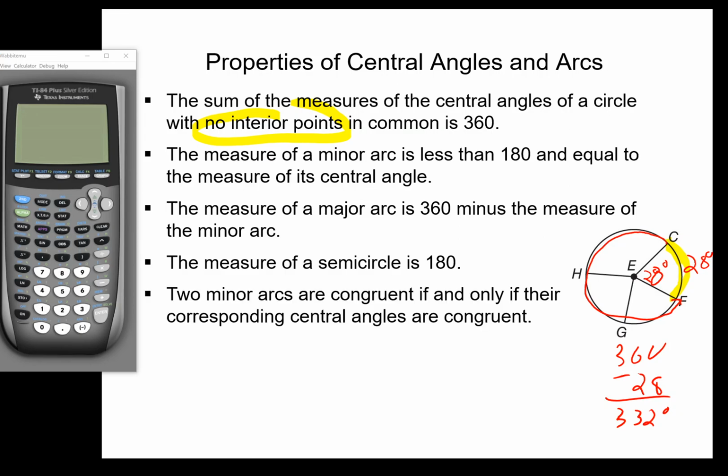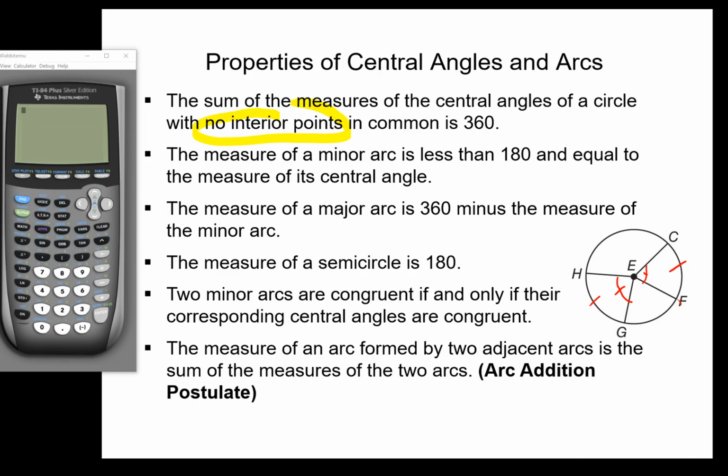That's pretty self-explanatory. Two minor arcs are congruent if and only if their corresponding angles are congruent. So here's what we mean by that. These two arcs, let's say arc CF and arc HG, are congruent only if their central angles, HEG and CEF, are congruent. That's the only way two arcs get to be congruent to one another.